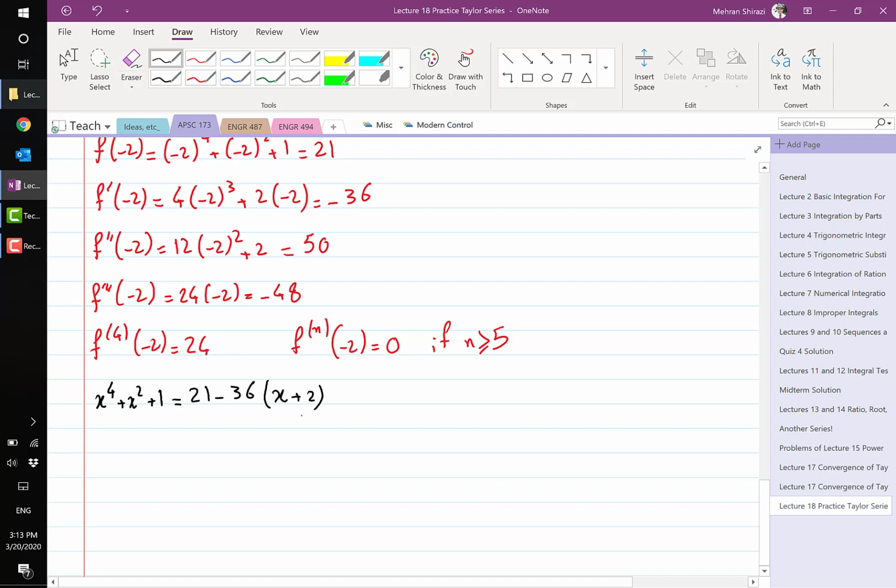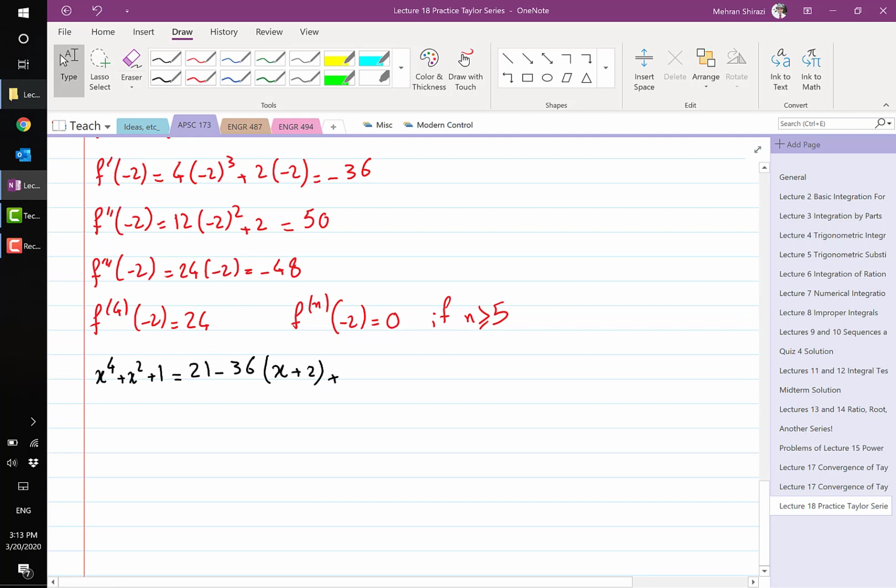The next term is the second derivative at -2, which is 50. However, this term has a division by 2 factorial, times (x minus a), which is (x plus 2) to the power of 2. The next derivative is -48 divided by 3 factorial, which is 6, times (x plus 2) to the power of 3.